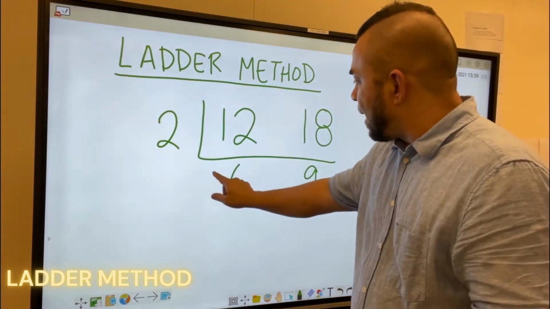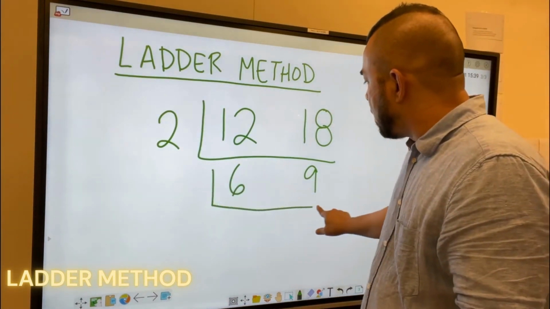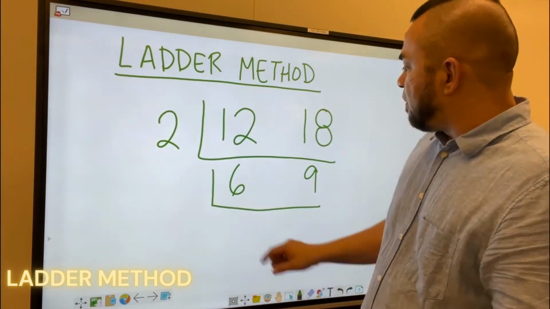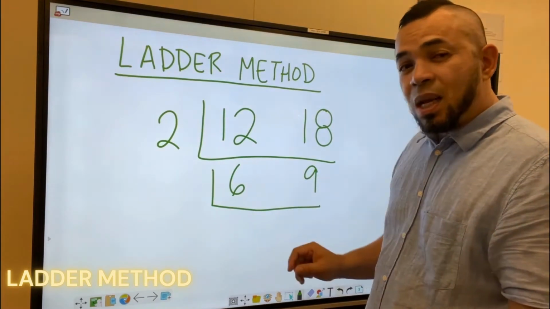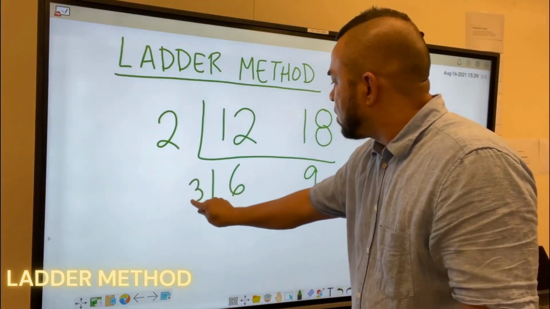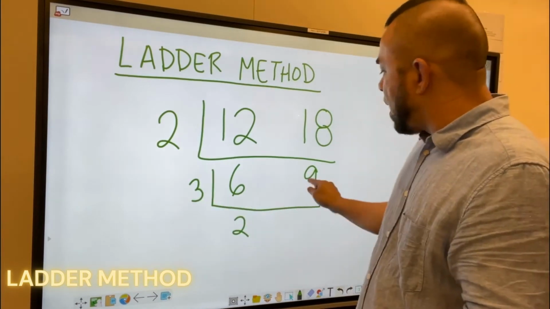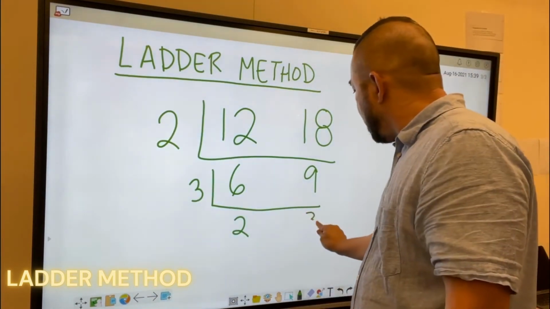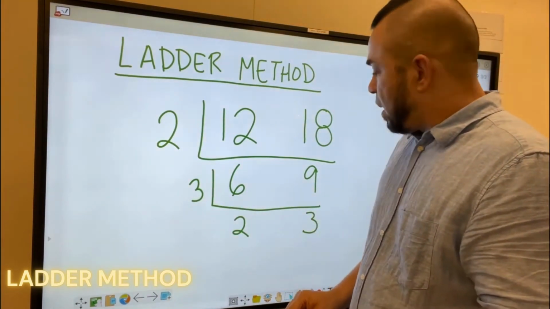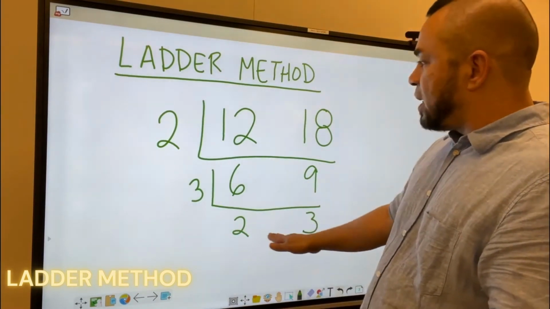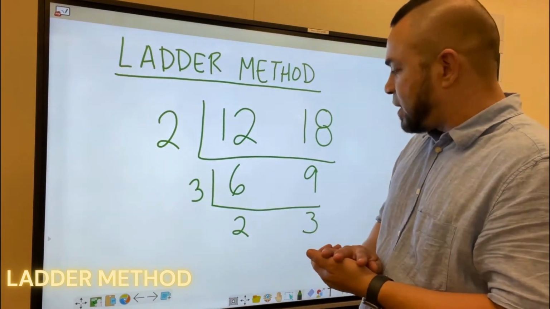So I'm gonna keep making it smaller. So I'm gonna do another ladder right here. Watch. And this time I'm gonna divide by, what do both 6 and 9 have in common? A 3. So I'm gonna say 3 into 6 how many times? 2. 3 into 9 how many times? 3. So I have gotten it down to the smallest place I can do.